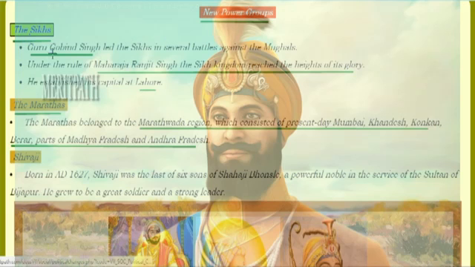Let's see about the new power groups. Sikhs were a new power. Their guru was Guru Gobind. He led the Sikhs against the Mughals. Under the rule of Maharaja Ranjit Singh, the Sikh kingdom reached great heights. So the capital of the Sikh kingdom was established at Lahore.